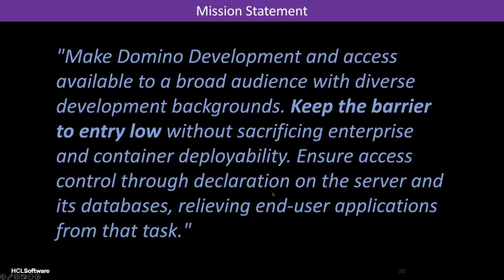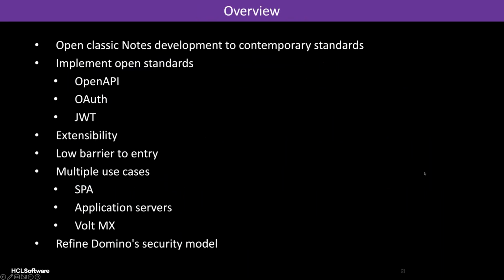So this is our mission statement. The key point here is keeping the barrier to entry low. An example of this is that if you don't have a Domino server to test on, you can use your Notes client to do your own development. And Domino REST API achieved a number of points. What's important for us are the implementation of open standards and keeping the barrier to entry low.